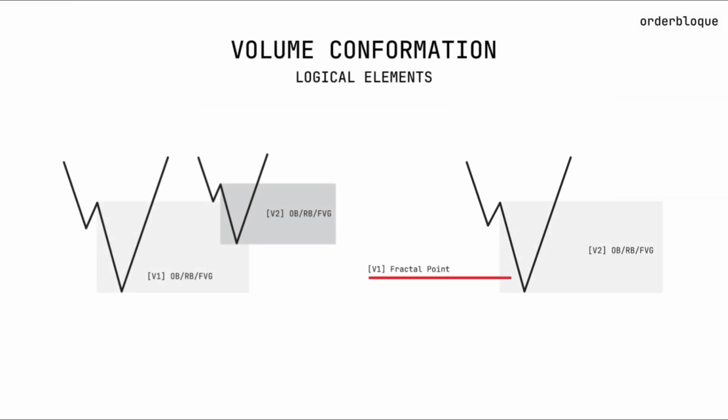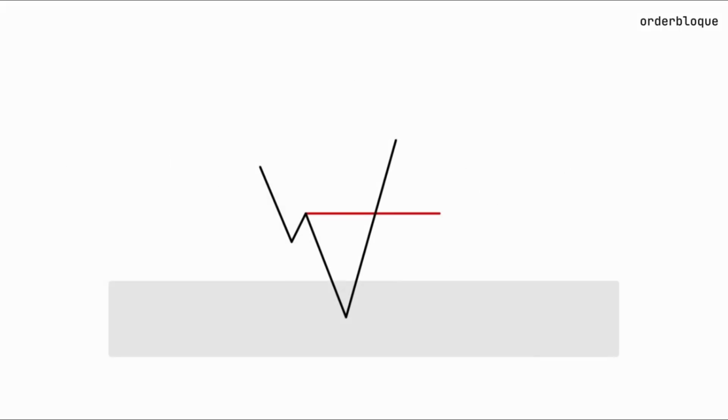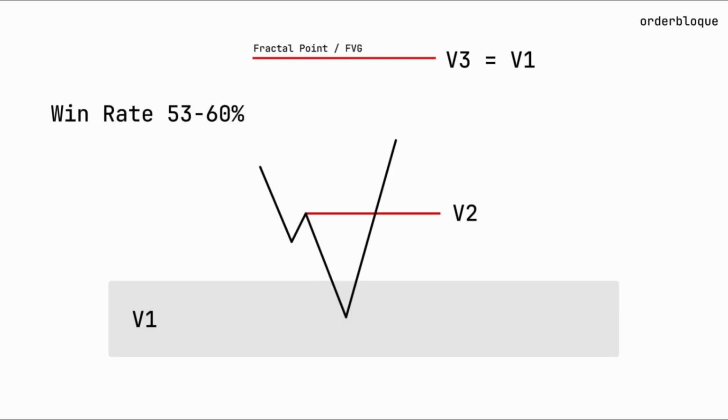These 2 logical elements can already be considered a complete trading strategy because they encompass the basic market mechanics. If we take the zone of interest as V1, volume confirmation as V2 on a lower time frame, and target V3 on the same time frame as V1, we achieve a win rate of 53% to 60% based on my personal analysis. And that's without considering any additional context. This alone can be profitable and allow you to make money as a trader. We'll discuss this in another video.